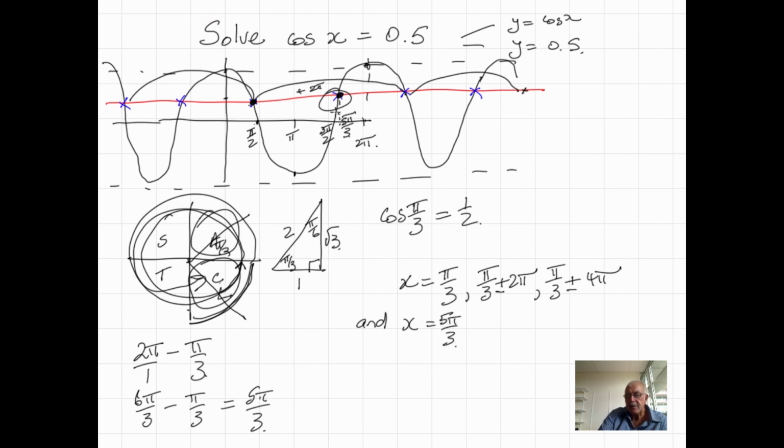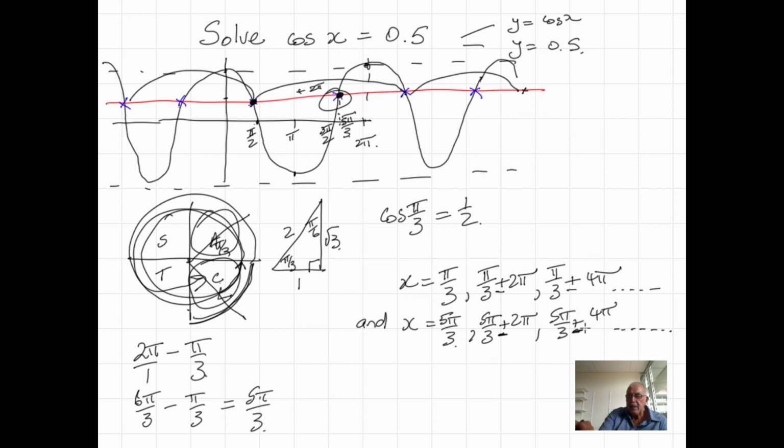Now once again, the same sort of thinking as we did before. To get this one here, it's just adding 2 pi. So it'll be 5 pi on 3 plus 2 pi, 5 pi on 3 plus 4 pi. So we should put dots there to indicate that it goes on. And just as we've gone in the positive direction, we can also pick up this one here by plus or minus. So that'll be minus 2 pi, plus or minus 2 pi, plus or minus 4 pi, etc.